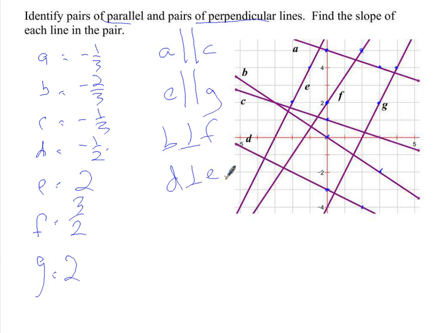Any others? A and, not A. D and G. D is negative 1/2. G is positive 2. Do we have any other perpendicular lines? I think that's it. So that's how you would do a problem like this.